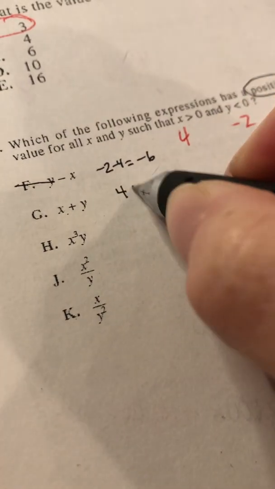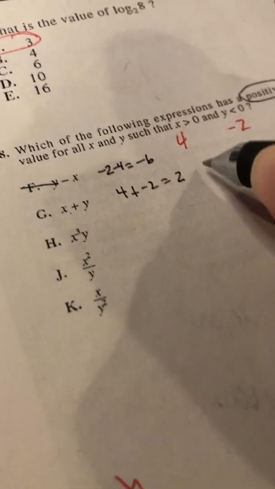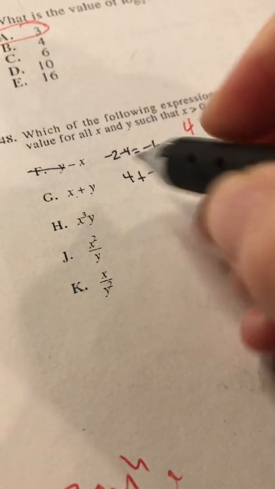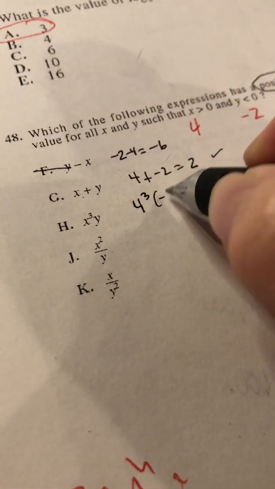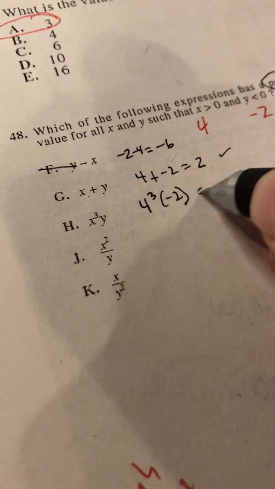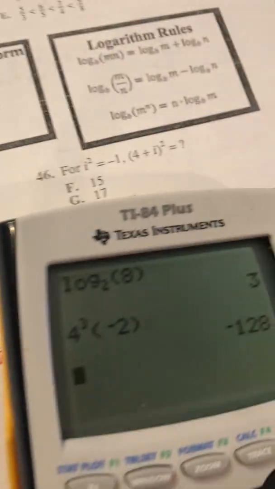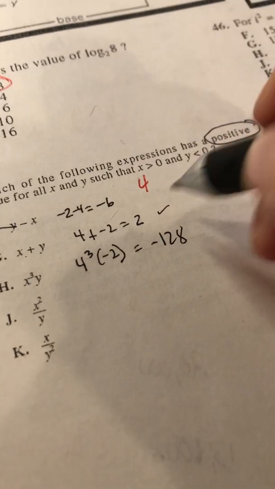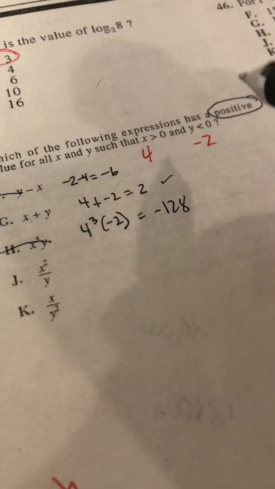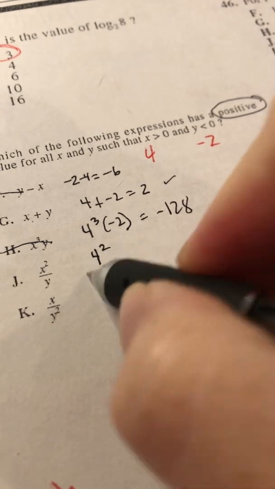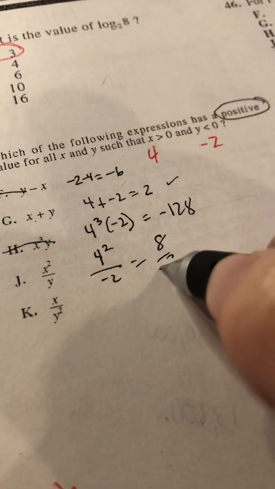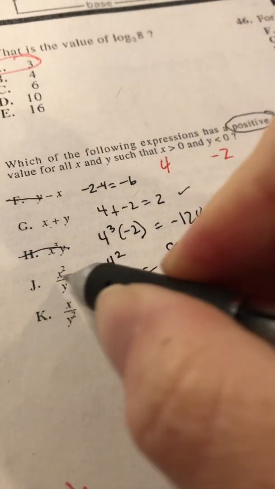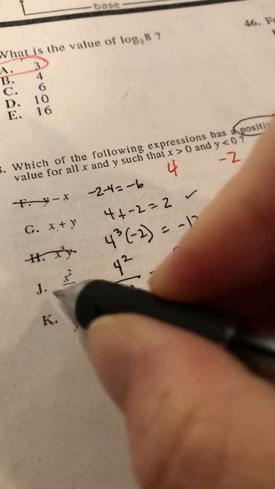X is 4 plus -2. That's a +2. That's a maybe. Cubed. So 4 cubed times -2. It doesn't matter what it is. It's going to be something negative. Oh, I'll do it. 4 cubed times -2 is -128. But I knew it's going to be negative because of that little negative right there. Okay, then we would have 4 squared over -2. 8 over -2 is going to be a -4. But because that was negative, I knew that that was not going to work either.